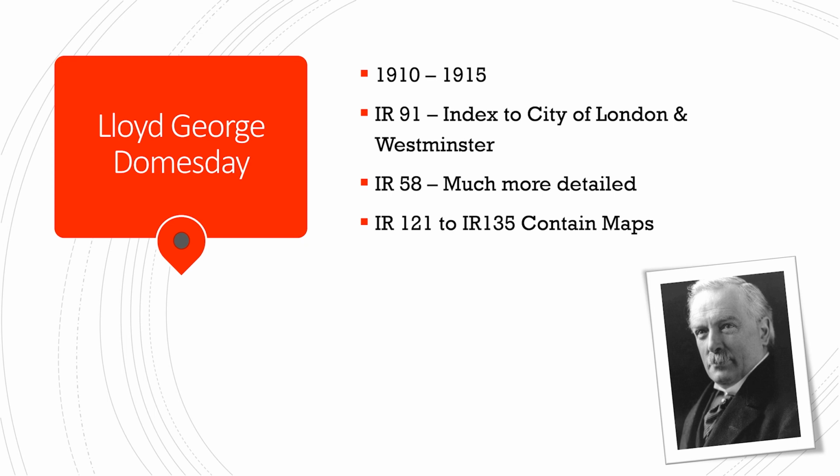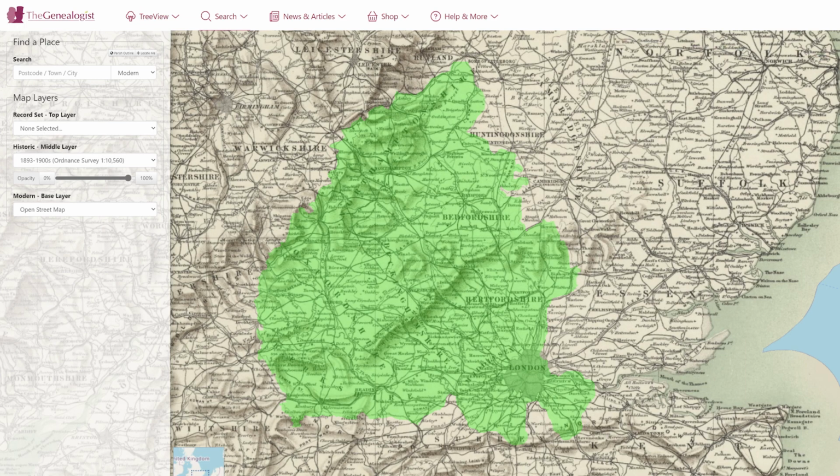Now we've got the complete index from IR91 live on the site. Our current coverage for the maps and field books includes the whole of Greater London, Bedfordshire, Berkshire, Buckinghamshire, Hertfordshire, Northamptonshire and Oxfordshire. We'll soon be releasing more home counties, followed by the rest of the country.